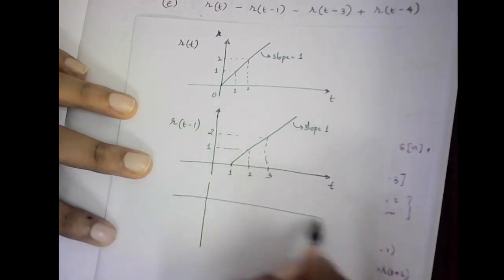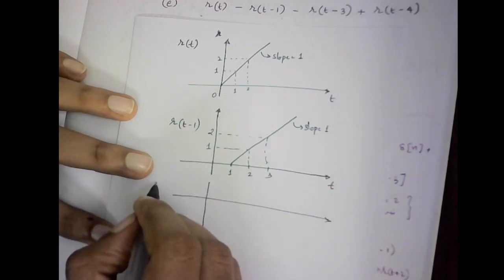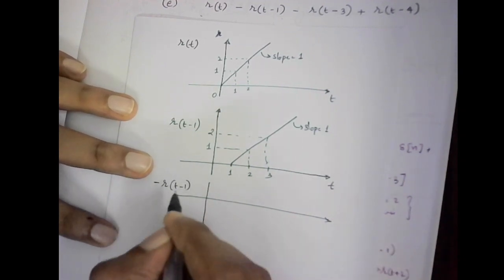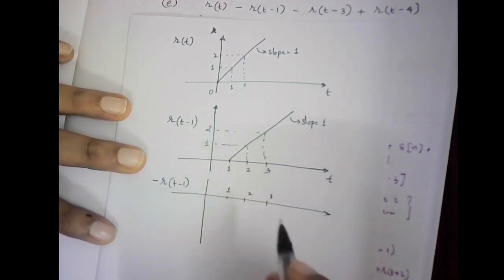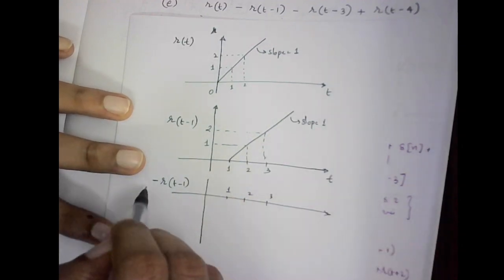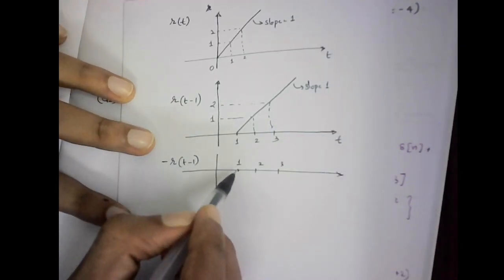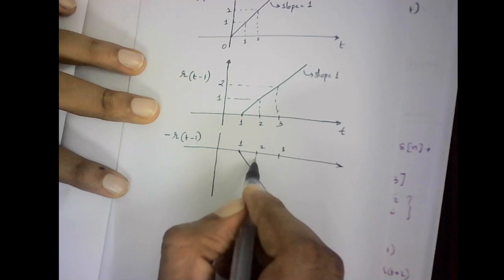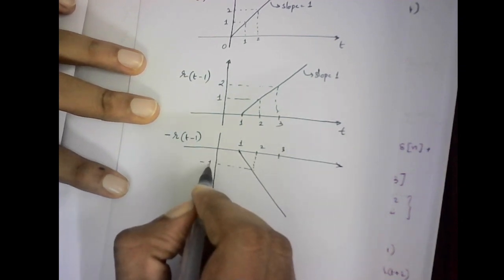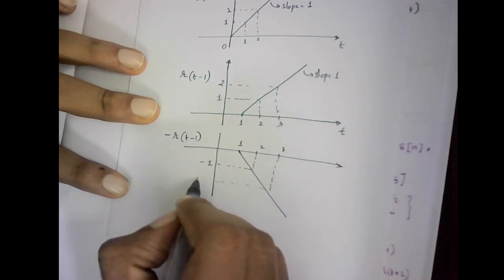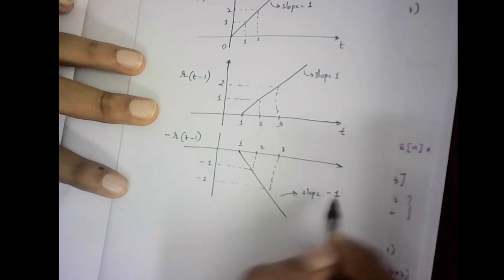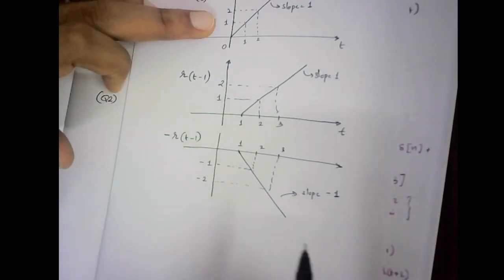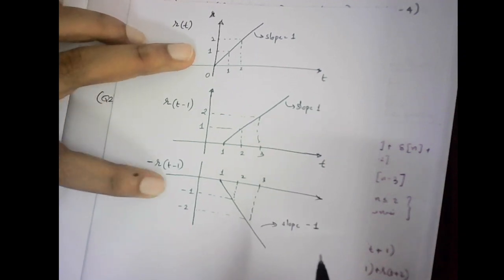Okay, it will be like this. So if you plot, I am plotting the axis above. So minus r of t minus 1, and I am giving here 1, 2, 3. So if this is r of t minus 1, minus r of t minus 1 will be a graph something like this, right? So at 2 it will be minus 1, at 3 it will be minus 2. So what is the slope? This is the important thing. Slope is minus 1.